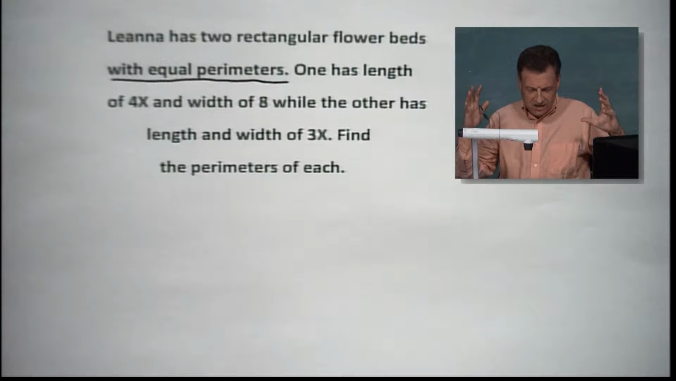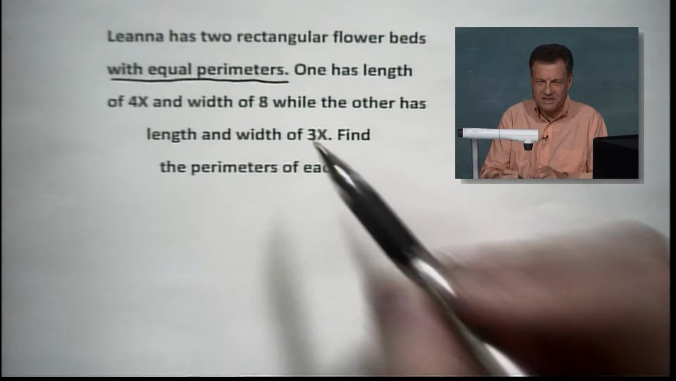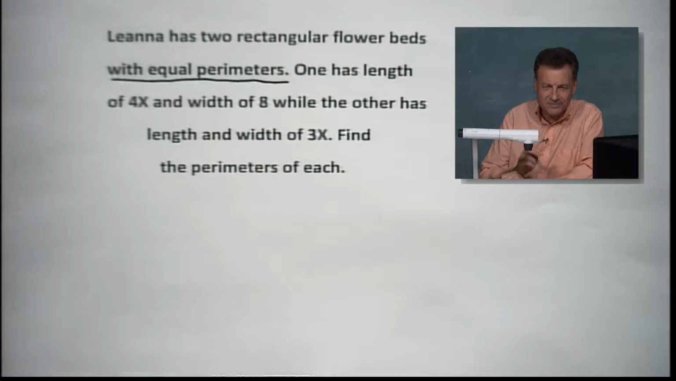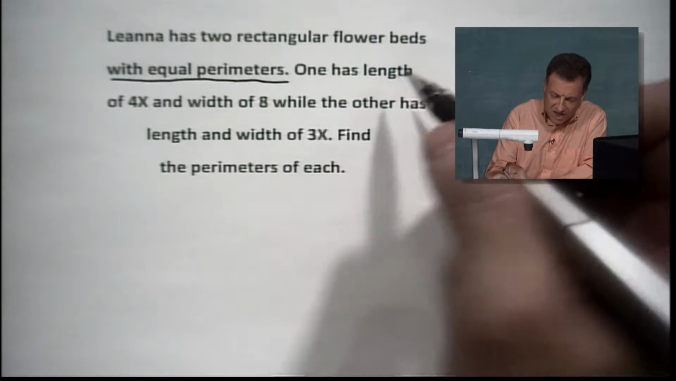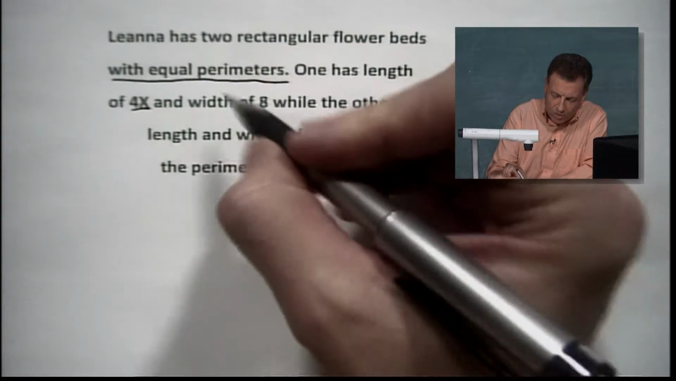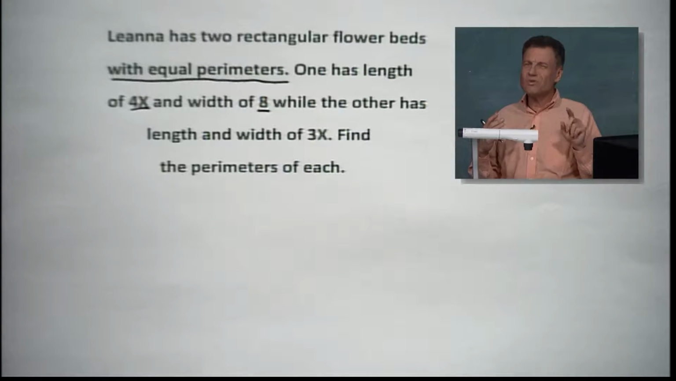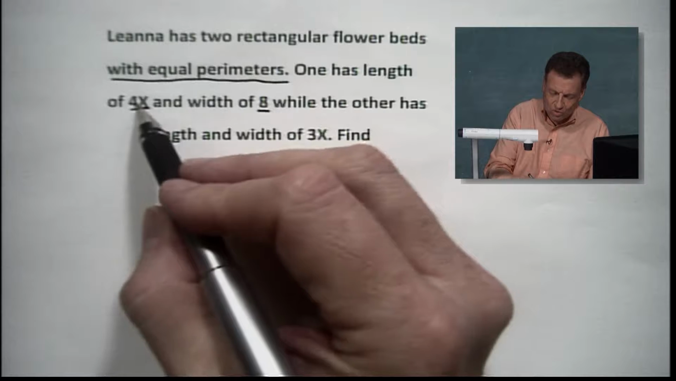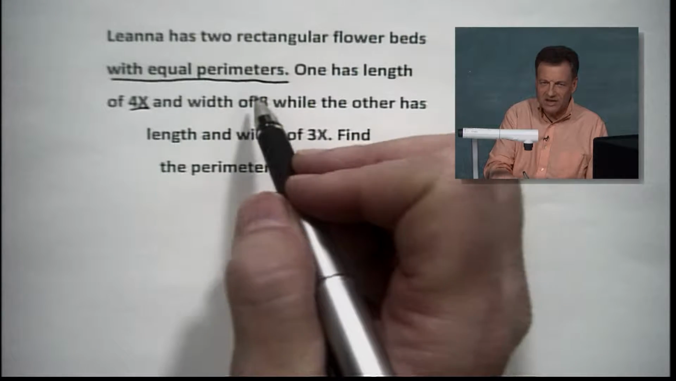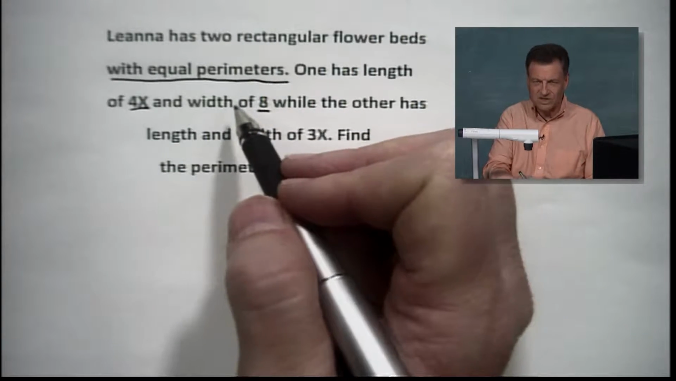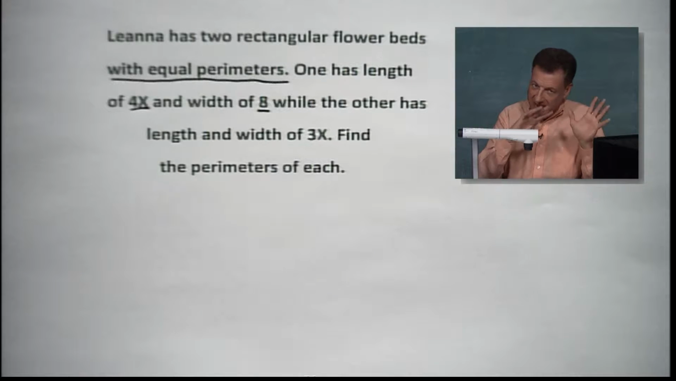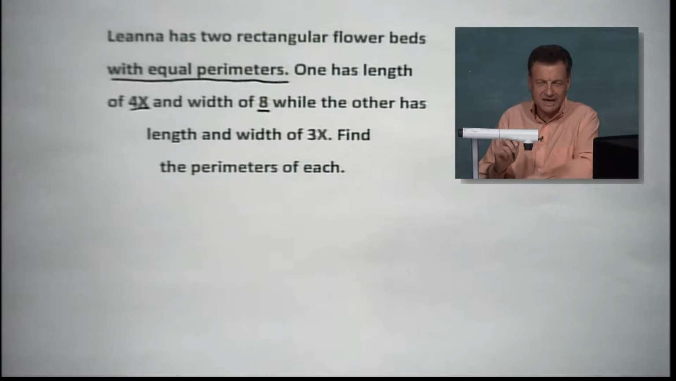Some may be rectangular, but you know what? There's something going on with that second one. We'll look at it in just a second, all right? Now, one has a length of 4x and a width of 8. So if we're putting a perimeter together, that means we got to have 4 sides. So remember, there's 2 that have 4x, and there's 2 that have the width of 8. So all of those come together to make a perimeter.